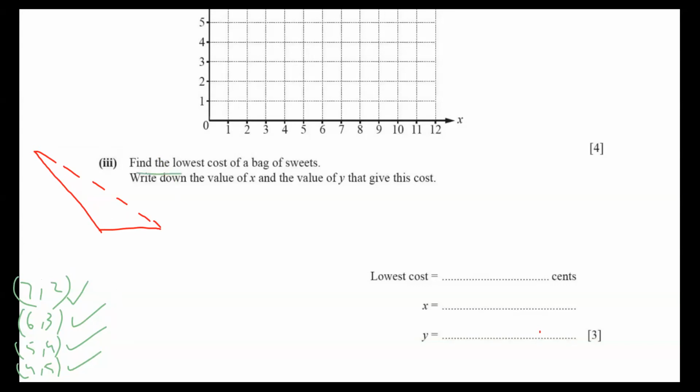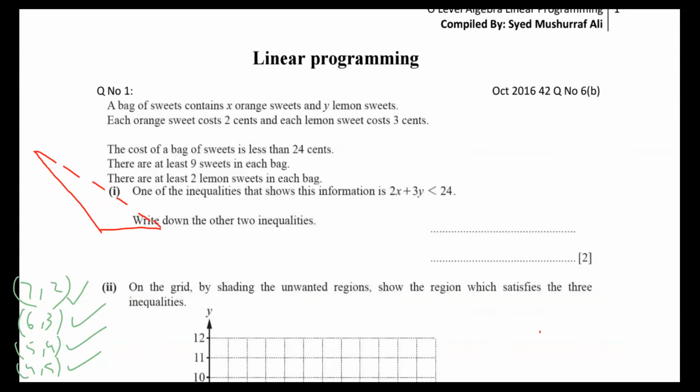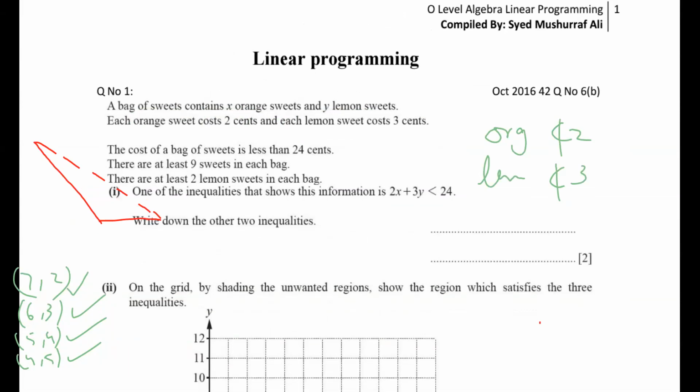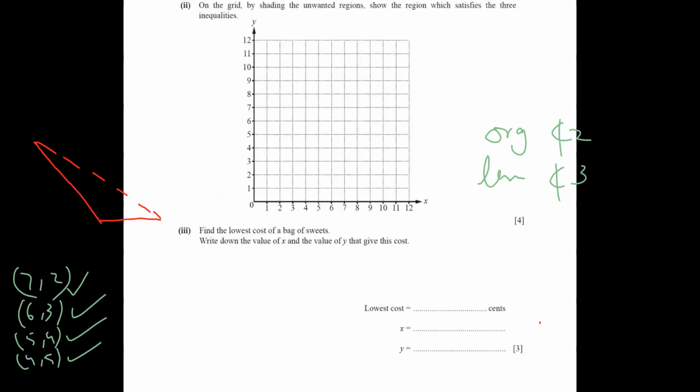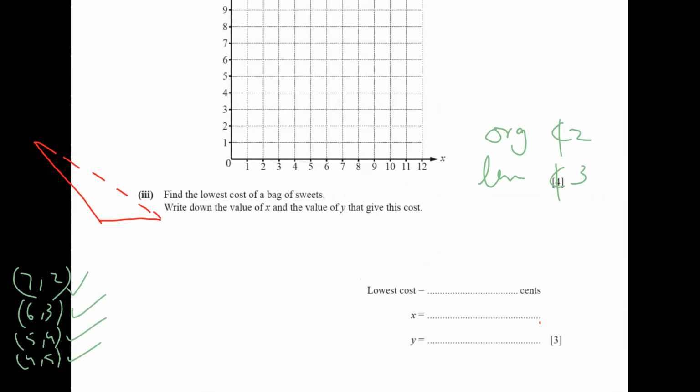He's asking to find the least cost of the bag of sweets. Okay, how to make the equation? So please concentrate on the top. We know that it is 2 cents for the orange, and 3 cents for the lemon. I repeat, 2 cents for orange, and 3 cents for lemon. So let's see. I want to move downwards. Okay, I'm moving downwards, and let's see how to make the equation and how to get the answer. Get ready, please. Bismillah ar-Rahman ar-Rahim.